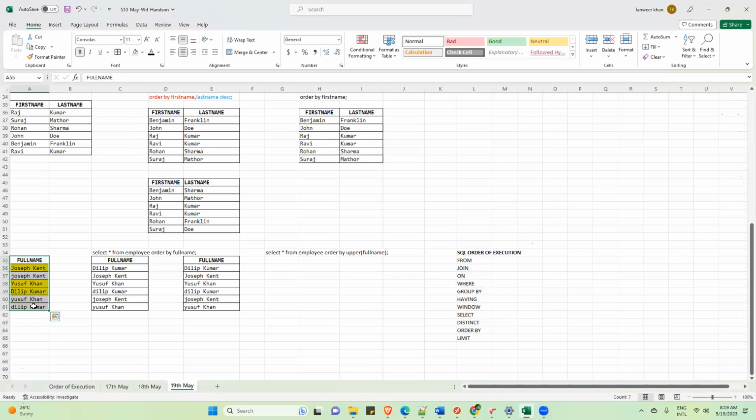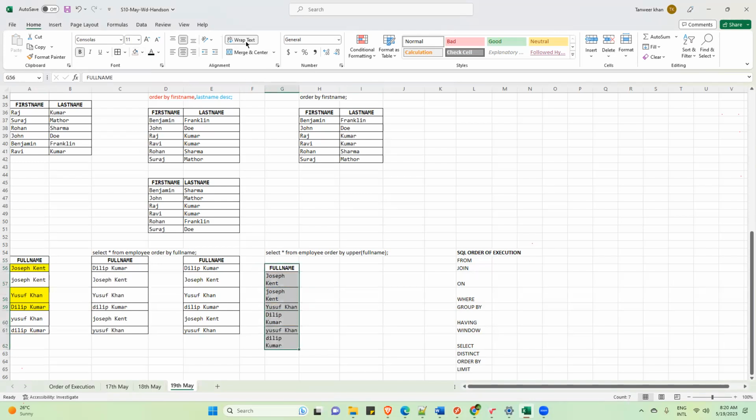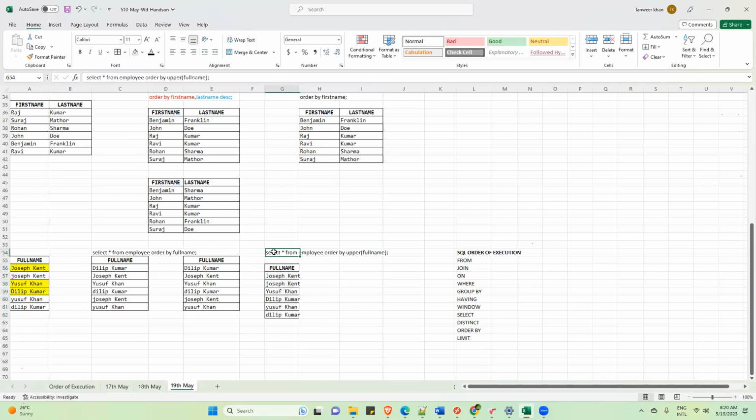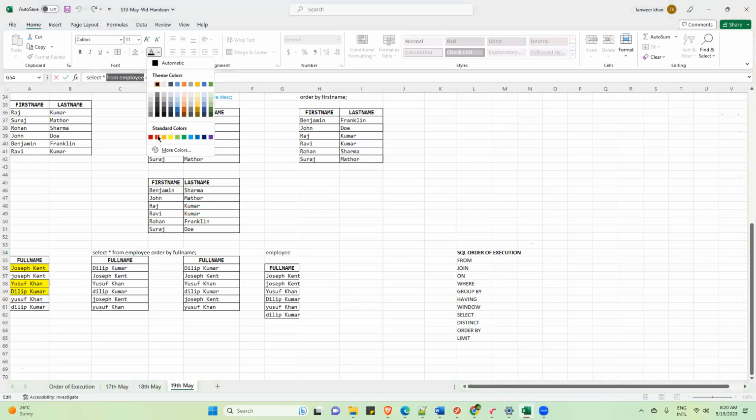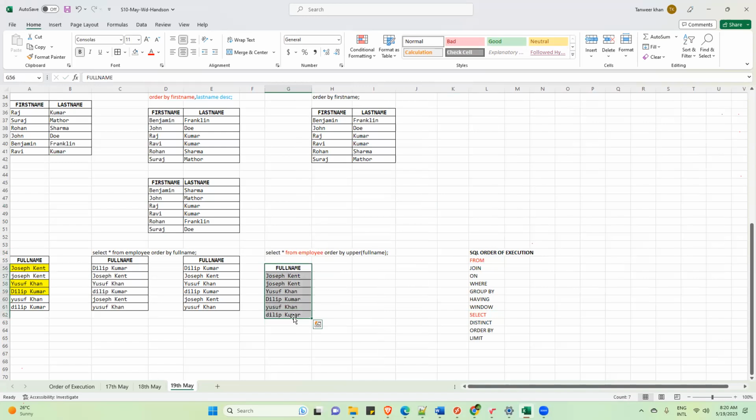Now what do you want to do here, guys? Sort it and capitalize it to uppercase. From is done. After from, what will you do? Select. So you have to select the columns you want to display. Here you have only one column, so you will display this column. After select, order by.